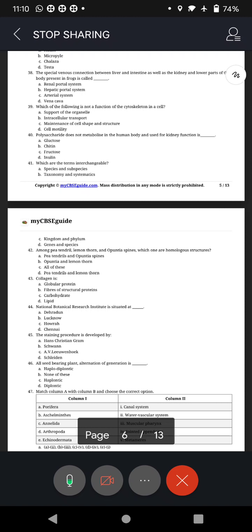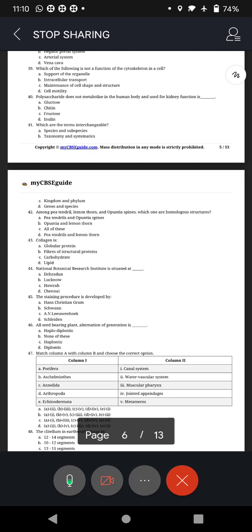Answer is A, as I said. Hans Christian Gram. The staining procedure, that is giving color, was developed by Gram. Those that take up the Gram stain are Gram positive and others that do not take the color are called Gram negative. We move on to 46th.